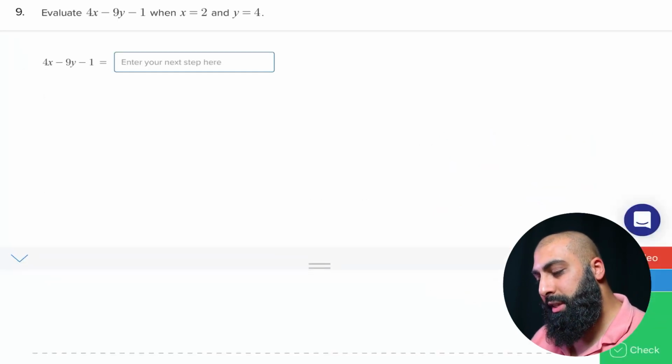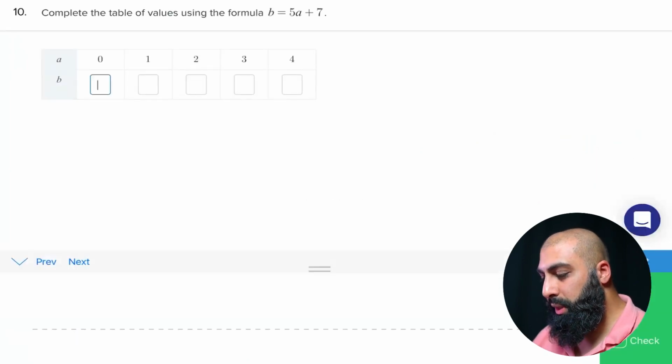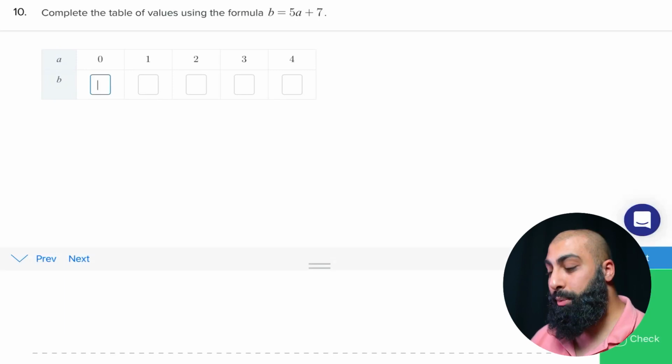Let's check this out. It says evaluate 4x minus 9. Oh, we've done this question already, haven't we? I'm going to skip this one. Let's go to the next one. Oh, excellent. So complete a table of values. It says complete the table of values using the formula b is equal to 5a plus 7.